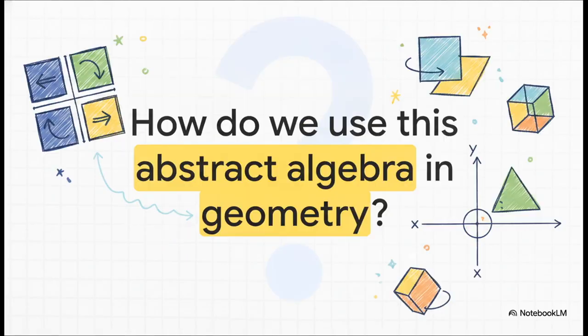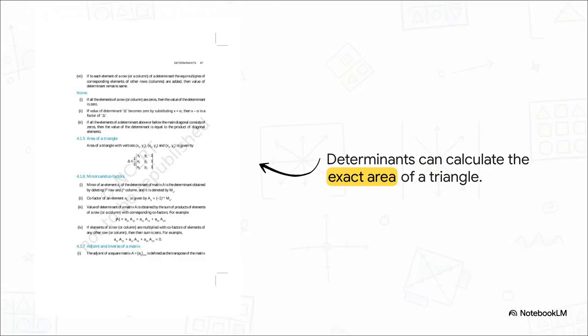Simple as that. Now, these properties are absolutely incredible for speeding up your algebra, but it does bring up an interesting question, doesn't it? We're shifting all these numbers around a grid, but what does this actually mean out there in the physical world? Like, how do we actually use this abstract algebra in geometry? Well, as it turns out, determinants are pretty much perfect for calculating geometric space. And you'll definitely want to lock this away in your memory because finding the area of a triangle using determinants is a classic high-frequency question on board papers.